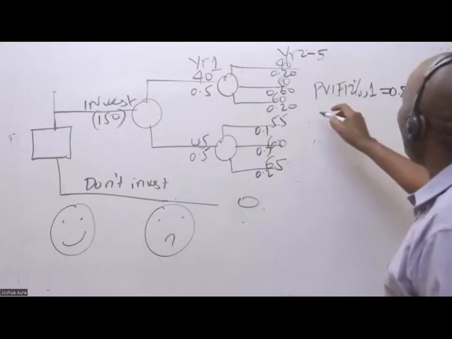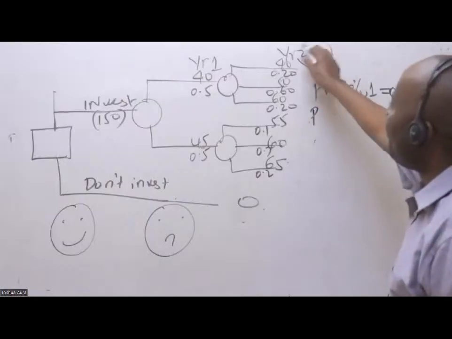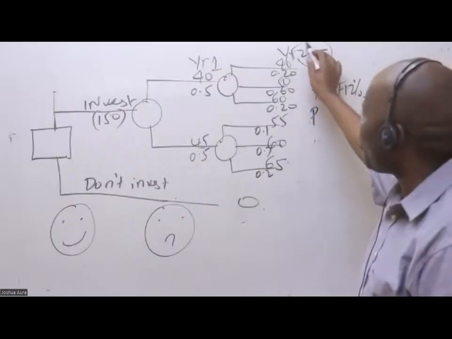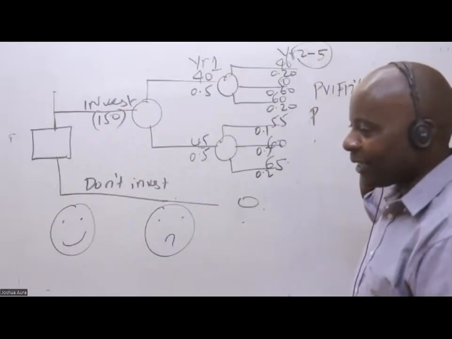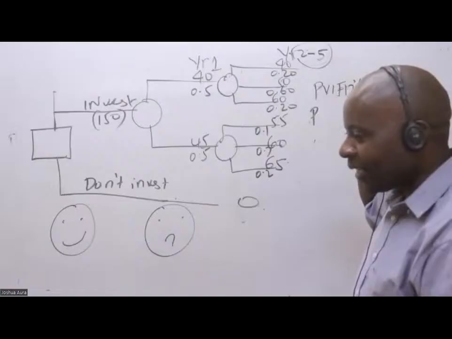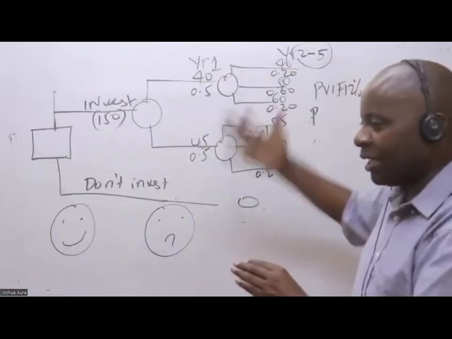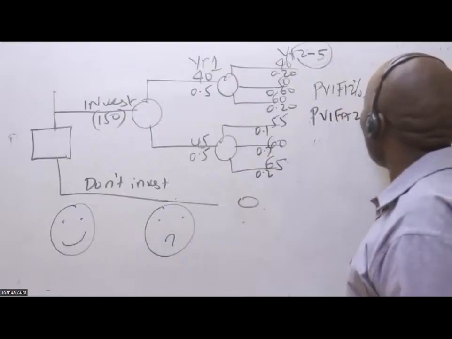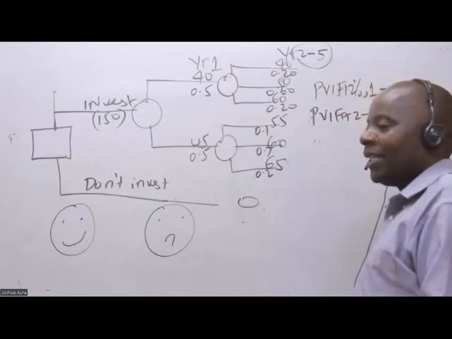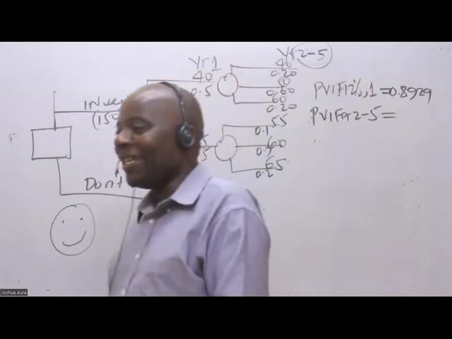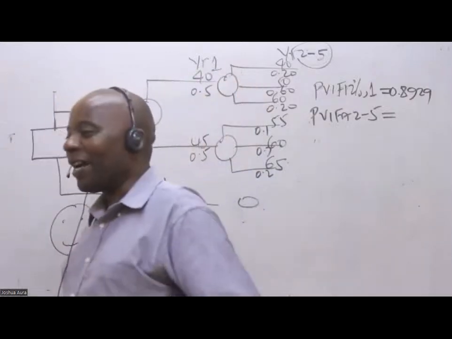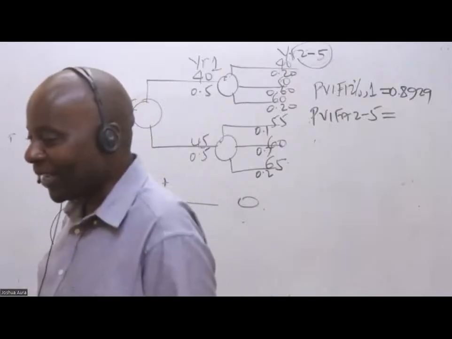0.8929. And now, of course, is there somebody who is able to see whether this is PV when they talk of year 2 to 5? Is there somebody who is able to see it's PV-FA? Yeah, because it is year 2, year 3, year 4, year 5. So in this case, give me PV-FA year 2 to year 5.